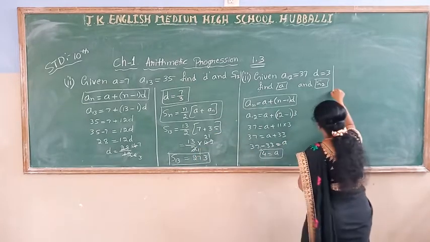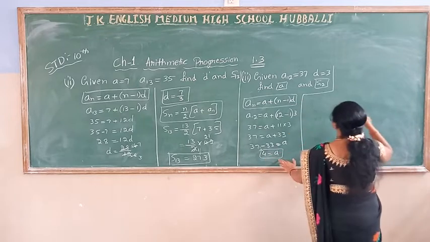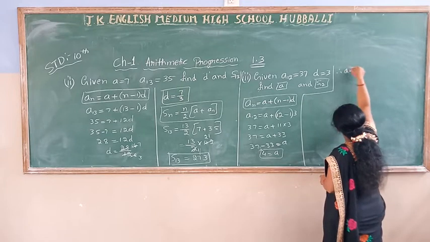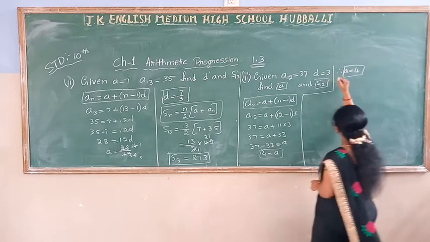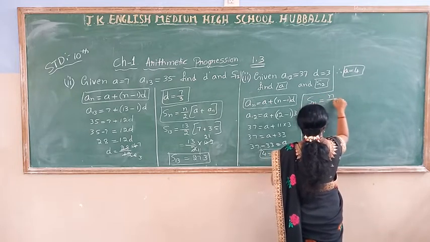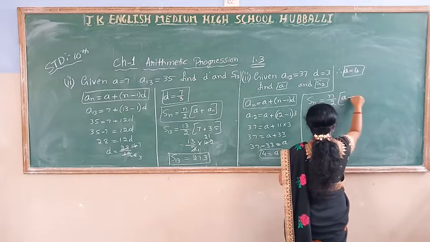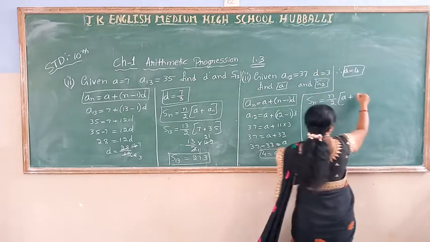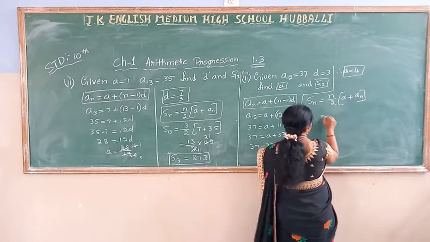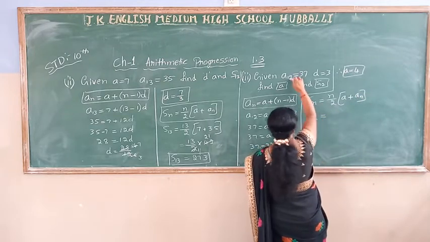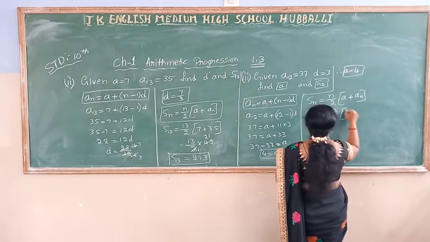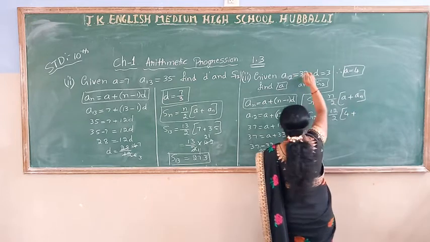After getting the value of a, I can find out the sum of 12 terms. So therefore, the a value is 4 and n value is 12. For the sum of 12 terms, the formula is Sn is equal to n by 2 into a plus an. The a value I know, the last term, that is a12, I also know, so I can use it.